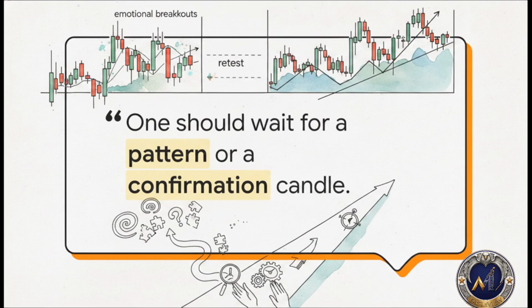The secret isn't finding a setup that works every time, because no setup works every time. The real secret is having the patience to wait for confirmation, knowing that a retest doesn't guarantee profit. It simply puts the highest probability on your side. So my question to you is this: will you keep chasing emotional breakouts, or will you finally have the discipline to wait for the retest?